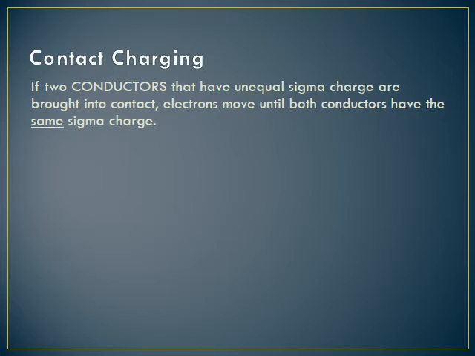The second kind of charging is called contact charging. So contact charging has to happen between two conductors, so it's different than friction charging. And the other thing that's different about contact charging is that at least one of the conductors has to have some unbalanced charge to start. So somebody already has extra electrons or extra protons. And if you have that, when you bring those two conductors into contact, the electrons are going to flow back and forth because they're conductors until they're evenly distributed or balanced between the two conductors.